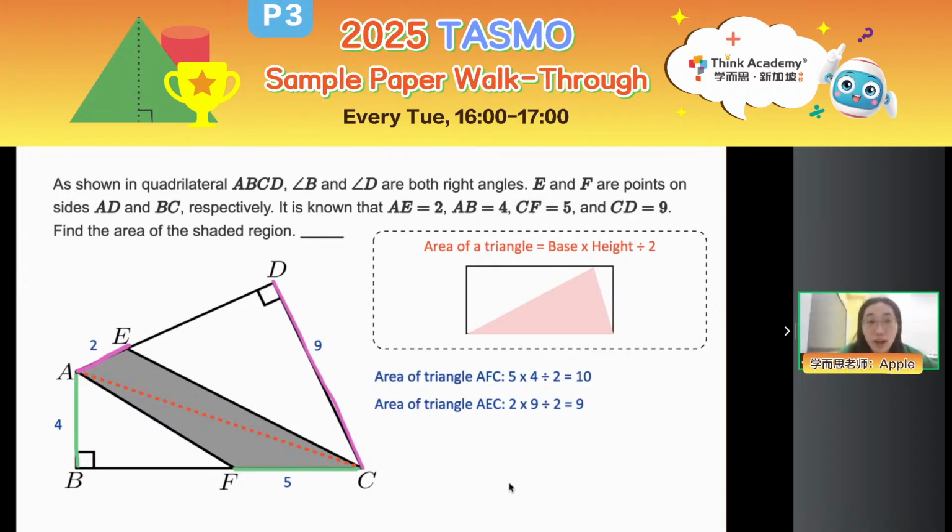Now what about the area of the shaded region? You just combine these two parts together. Combine them. So here, add them up. 10 plus 9. The answer is 19. Okay?